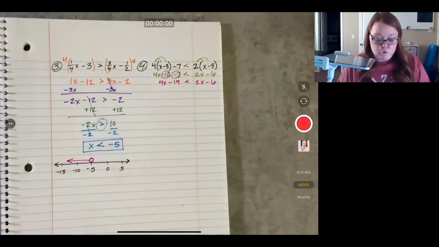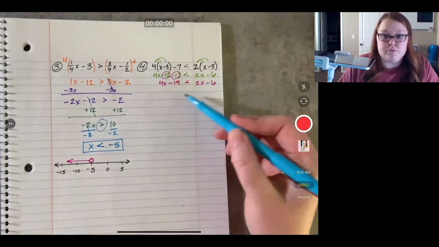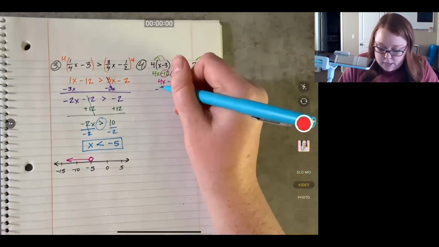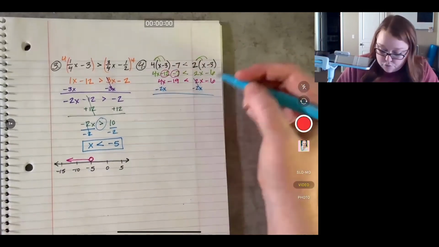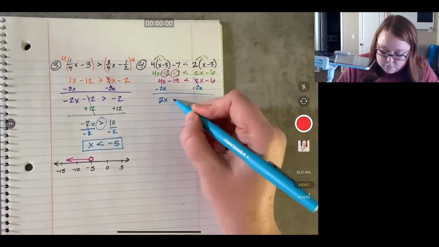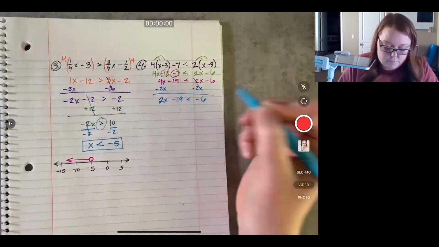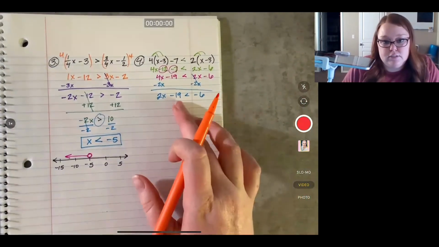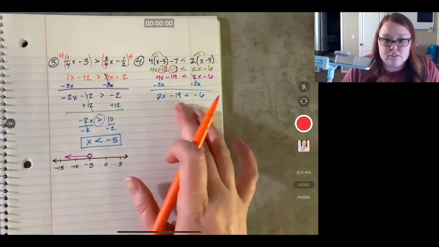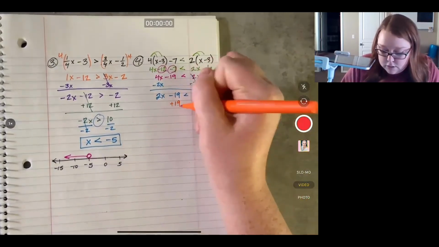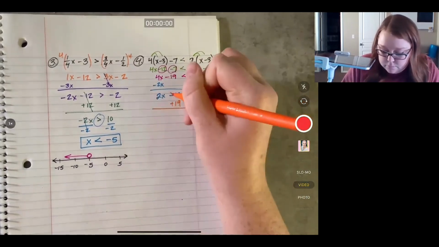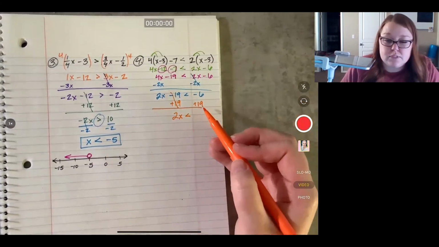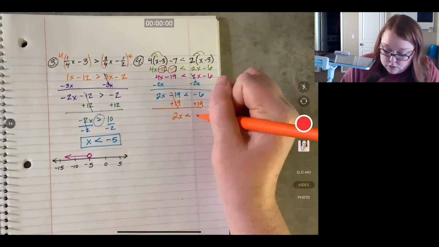Now you can start moving things. I'm going to move my variables to the left. So I'm going to get rid of this 2x. So I subtract 2x, but I do it on both sides. 4x minus 2x is 2x. Drop down everything else. Now we're looking at the 19, saying how can I move it over or get rid of it? Since it's negative, you're going to add 19 to both sides. I'm left with a positive 2x and then negative 6 plus 19. That's like 19 minus 6, which is positive 13.